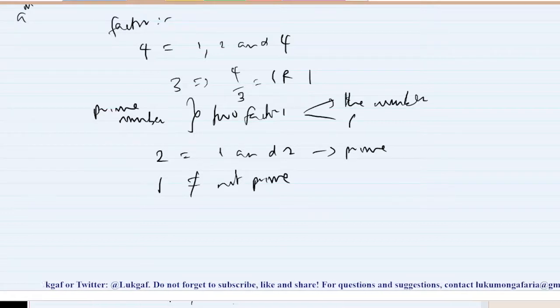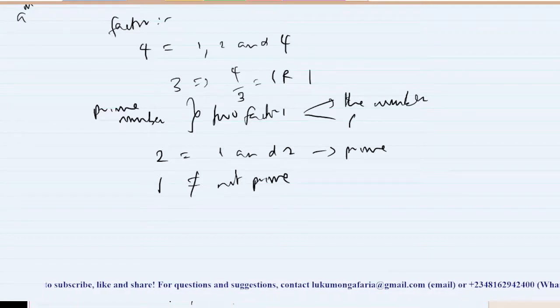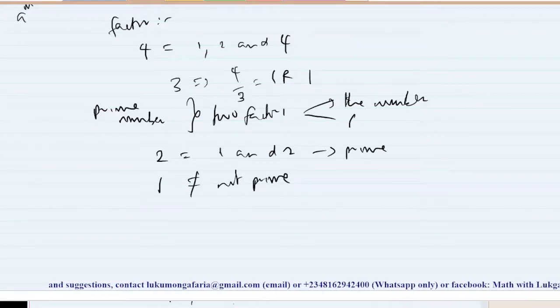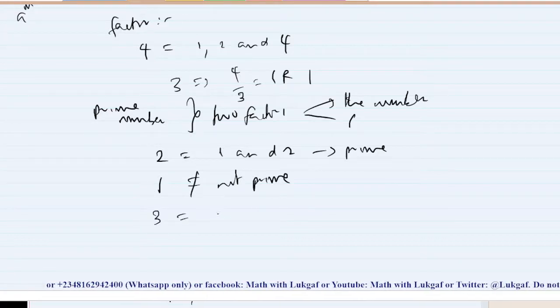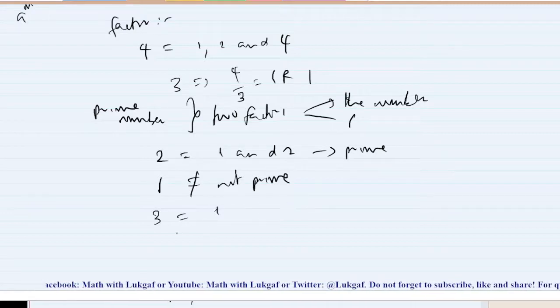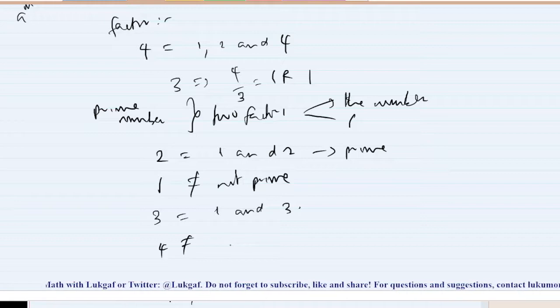And don't forget, by the definition of a prime number, a prime number is a number that has exactly two factors, itself and 1. It must not have more than 2 or fewer than 2. You understand now? Another example of a prime number is 3, because 3 has two factors, 1 and 3 itself. So 4 is not a prime number because 4 has how many factors? 3 factors: 1, 2 and 4.